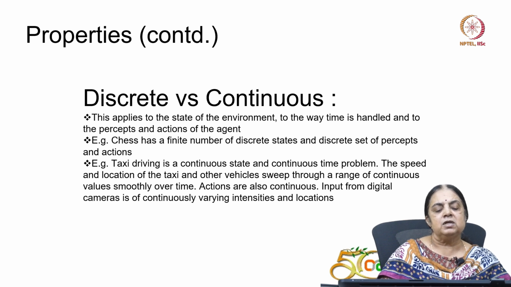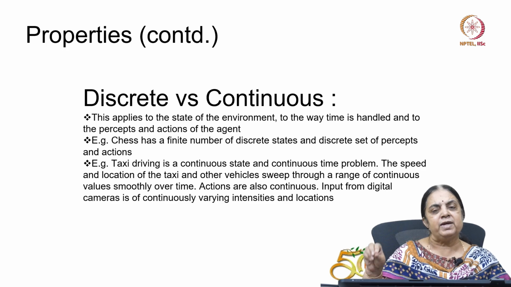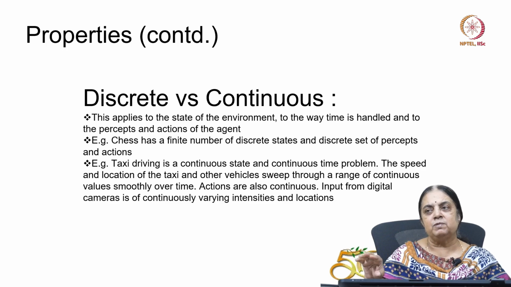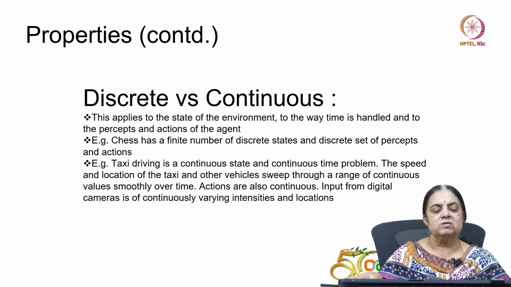Discrete versus continuous. In taxi driving, it is continuous, right? So everything keeps changing in a continuous manner. Whereas in chess, it has a finite number of discrete moves that are possible, right? So that is discrete. So there are only so many moves possible and all of them are discrete. Whereas in the case of taxi driving, it's a continuous state, which makes it more difficult basically.